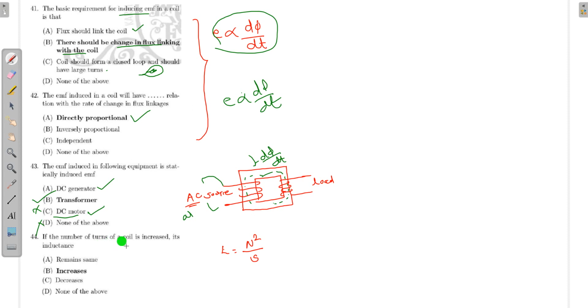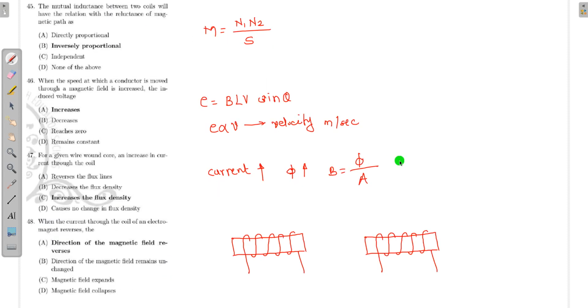If the number of turns of a coil is increased, its inductance, so L is proportional to N square by S. As the number of turns increases, the inductance also increases. Let's begin with the next part. The mutual inductance between two coils has a relation with the reluctance of the magnetic path. So M is equal to N1 N2 upon S. So M is inversely proportional to reluctance.